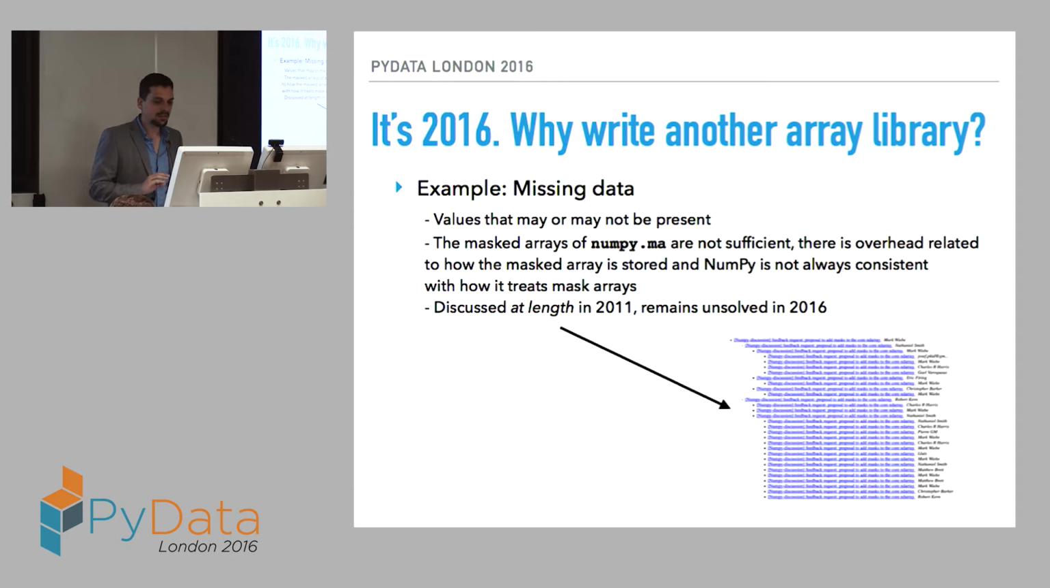So DyND, this is one reason DyND exists, of many. One of many reasons is that this is something that we've implemented in DyND that does work today. So if you want an array container with proper missing data semantics, you can find it there.